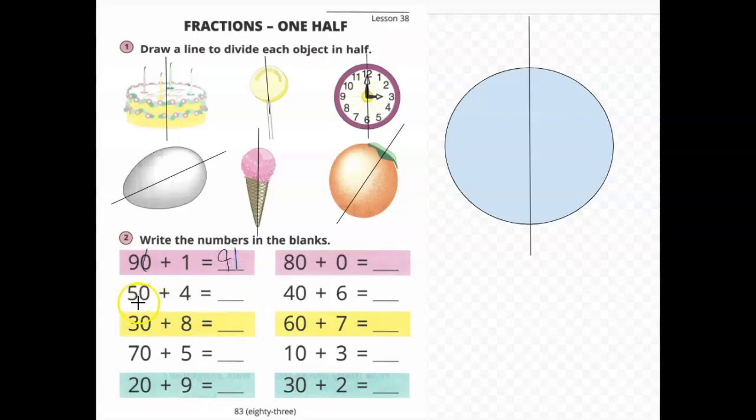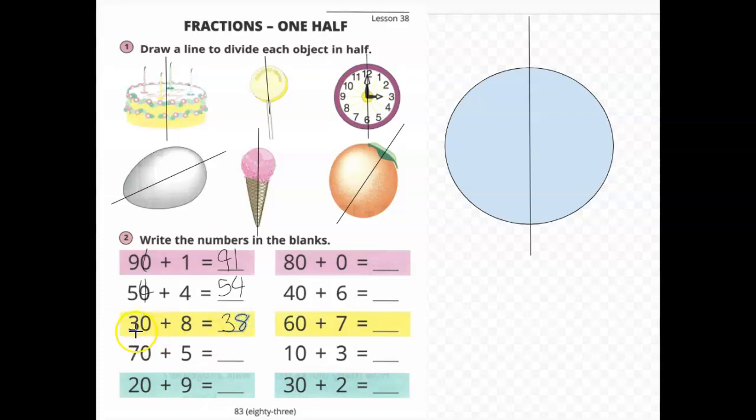See how this is 50, so there's 0 in the ones column, and it's adding 4. So I'm just going to put a 4 in the ones column. So we're at 54. Now, if that doesn't make sense, you could also just count on. So if you're at 30 and you add 8, you're going to get 38.